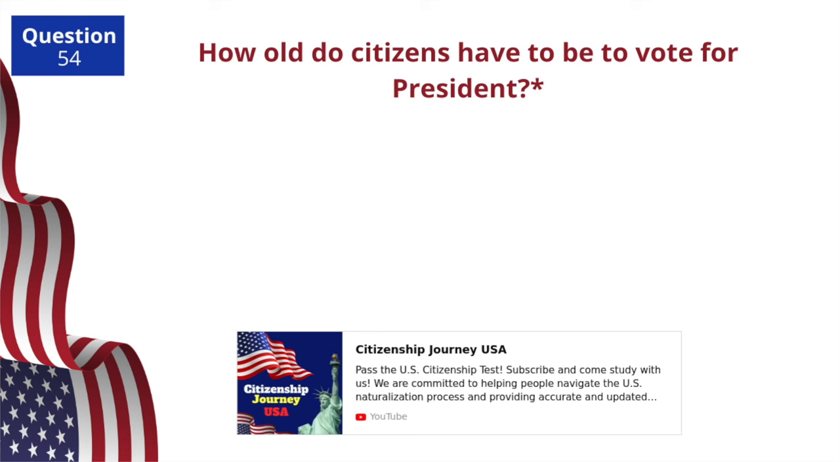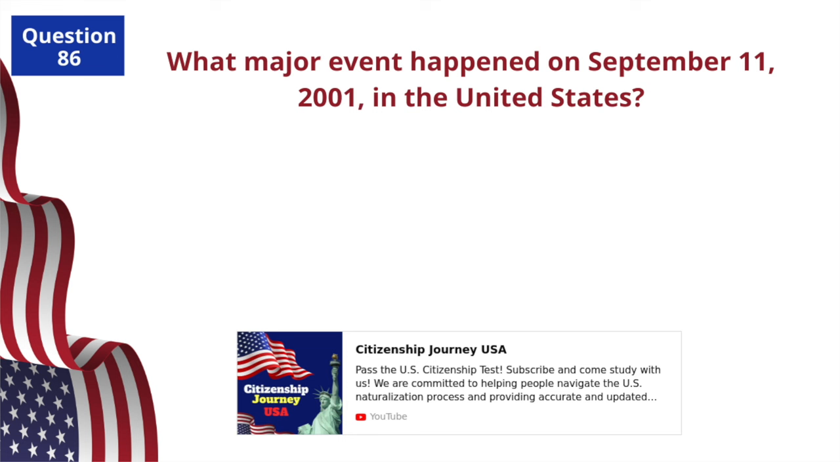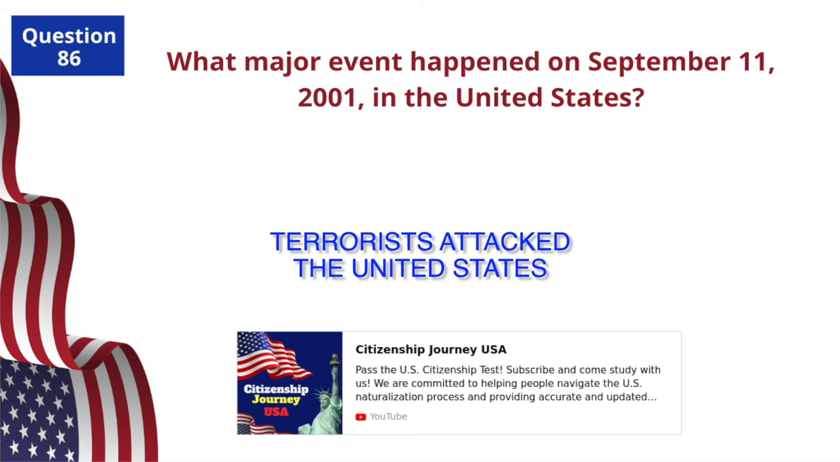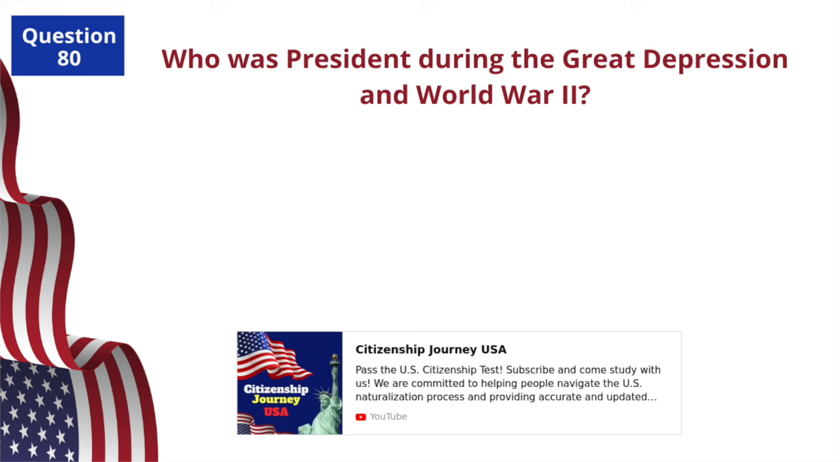How old do citizens have to be to vote for president? Eighteen and older. What major event happened on September 11th, 2001 in the United States? Terrorists attacked the United States. Who was president during the Great Depression and World War II? Franklin Roosevelt.